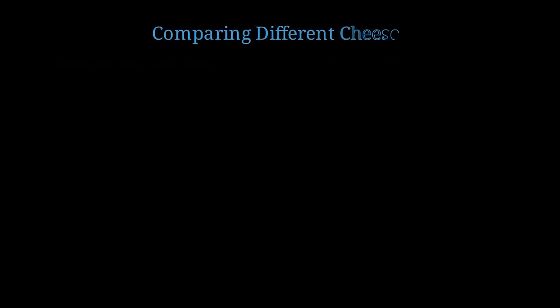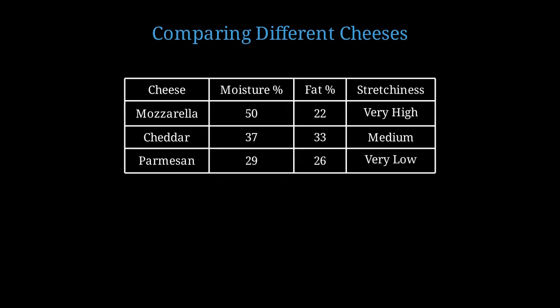Let's compare different types of cheese to see how composition affects stretchiness. This table shows 3 common cheeses. Mozzarella has high moisture and moderate fat, giving it very high stretchiness. Cheddar has moderate moisture and high fat, giving it medium stretchiness. Parmesan has low moisture, making it very brittle despite reasonable fat content. Notice that the key factor is moisture content, not just fat. Cheddar has more fat than mozzarella but is less stretchy because it has less moisture.